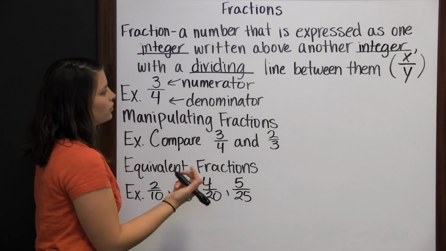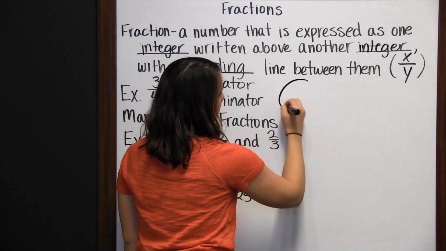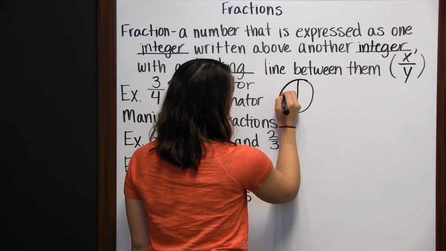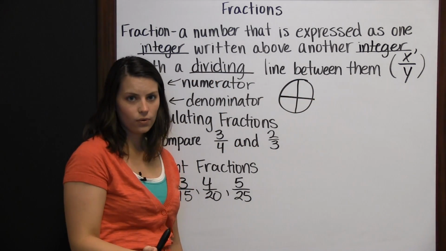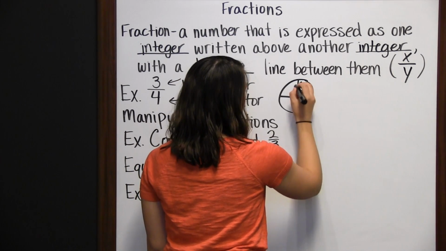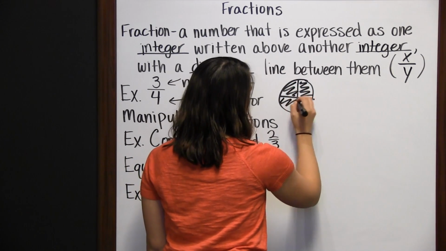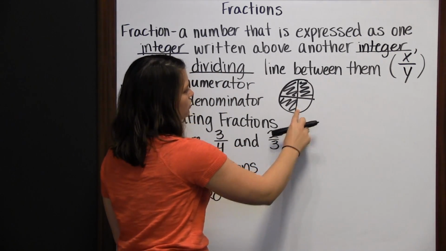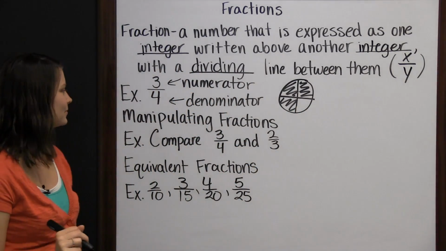So in this fraction, 3/4, we could take a pie shape and cut it into 4 pieces. That's our whole. And the part that's being considered is 3/4. So 1, 2, 3. So now you can see how much of our pie we're talking about, 3/4.